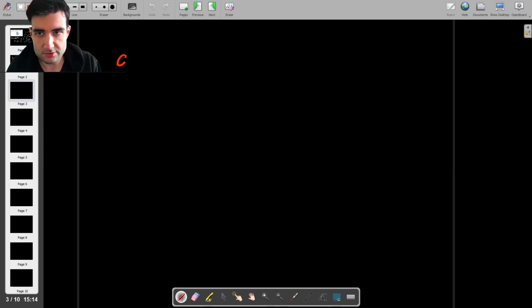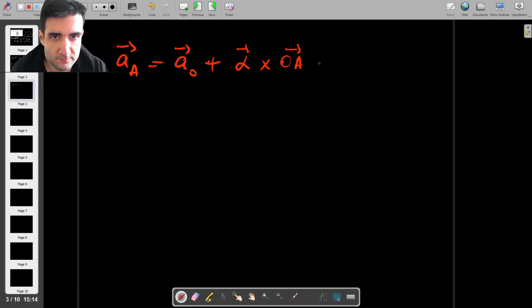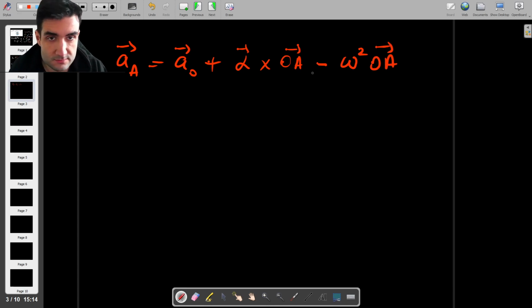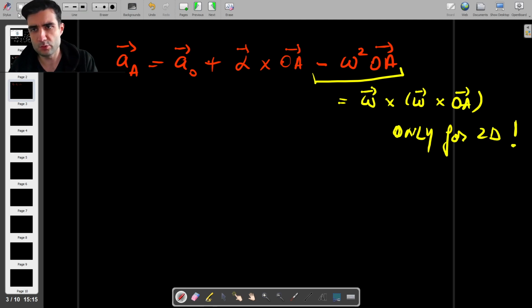Okay, let's do the acceleration. So the acceleration of A is equal to the acceleration of O. So now we're applying Euler's equation for acceleration. So that's plus angular acceleration cross with the same distance OA. And then we can use the trick that simplifies a double cross product into just minus omega squared OA. Remember, this only works for 2D rotation. And you can actually prove that, but I won't do that here.